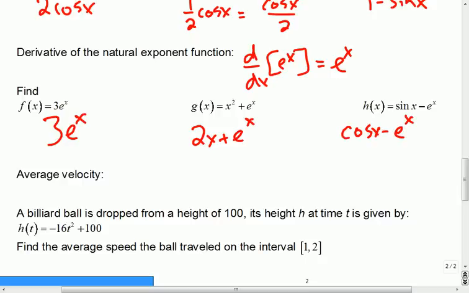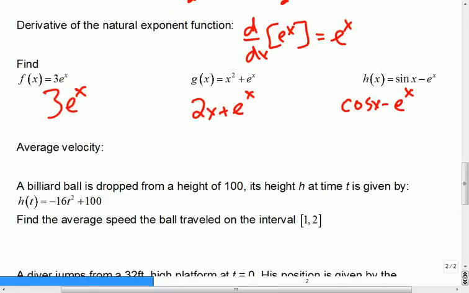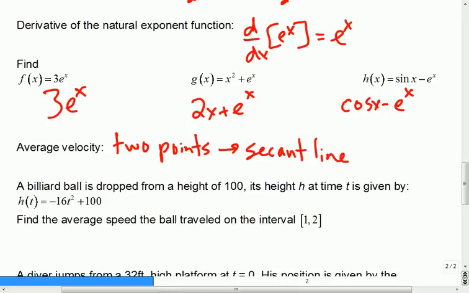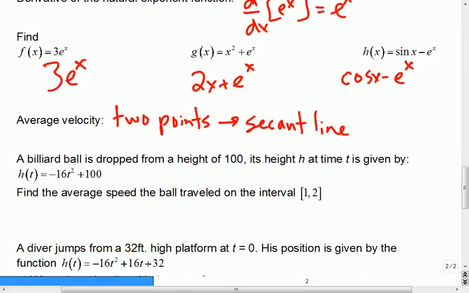Okay? So we talked a little bit about average velocity earlier in the block, and it's a good segue to today's class. When we're talking average velocity, we're talking about 2 points. And, of course, when we find a slope with 2 points, we're talking about a secant line. So I'm going to show you the difference here between the secant line and the tangent line with a couple examples. We'll look at some application sort of things.